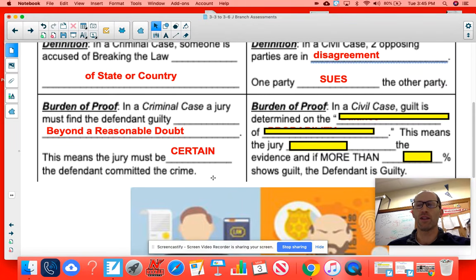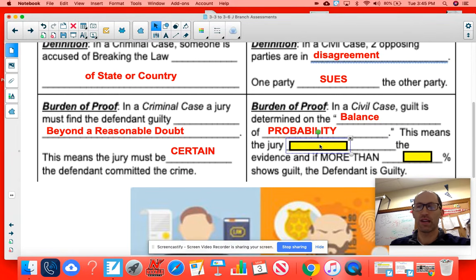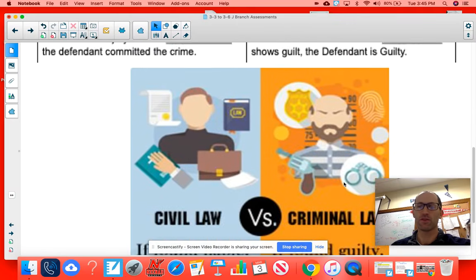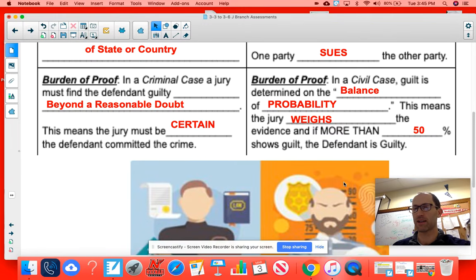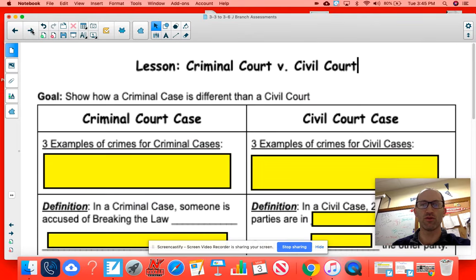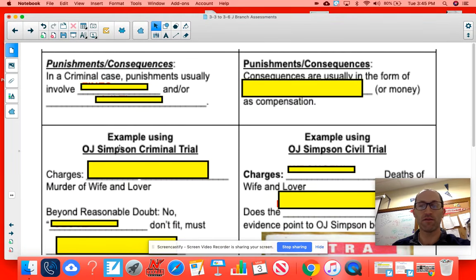In a civil case, it is different because the guilt of a defendant is determined based on what we call balance of probability. Balance of probability means that the jury weighs all the evidence, and if more than 50% shows guilt, the defendant is guilty. So we will look at that when we look at the O.J. Simpson trial on the next slide. All right, so let's move over to there. Please pause the video if you see yourself falling behind.